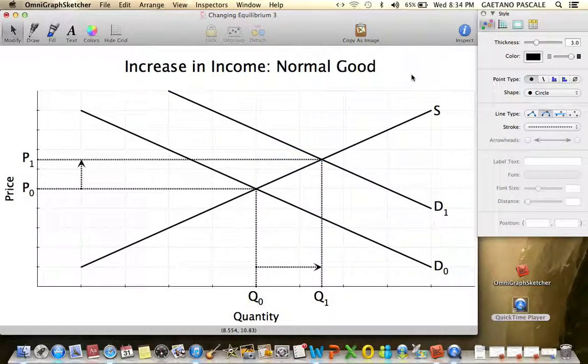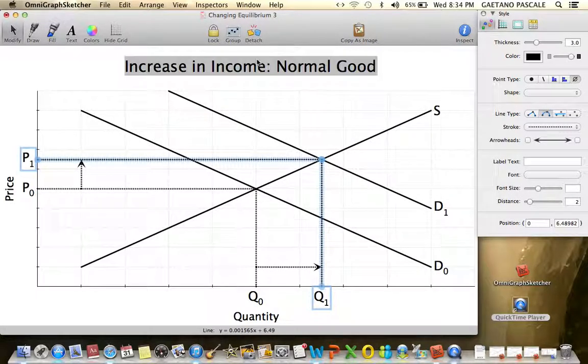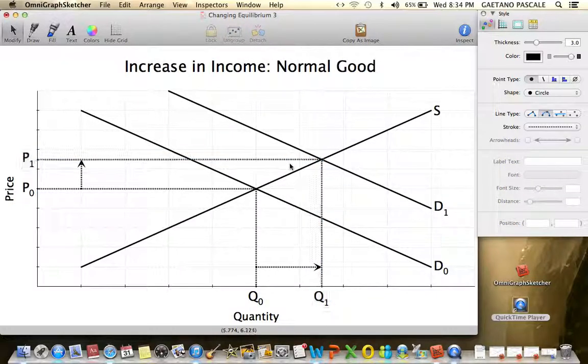So we can see that if there's an increase in income for a normal good, the demand curve shifts out from D0 to D1. The equilibrium point moves from the original equilibrium to the new equilibrium, and that gives us a new equilibrium price and a new equilibrium quantity. Let me group those together so when I highlight them you can see them both. So if I were to ask a question like this on an exam, make sure that you can go through the mechanics of doing this.